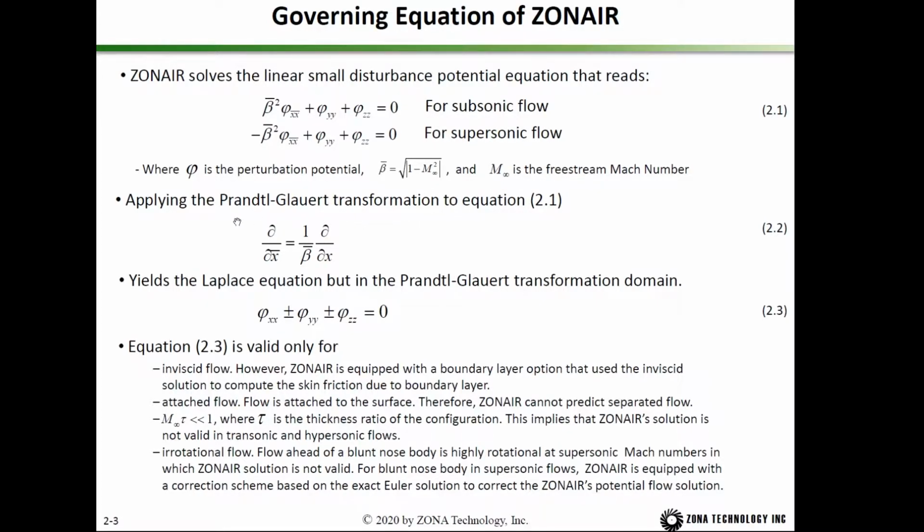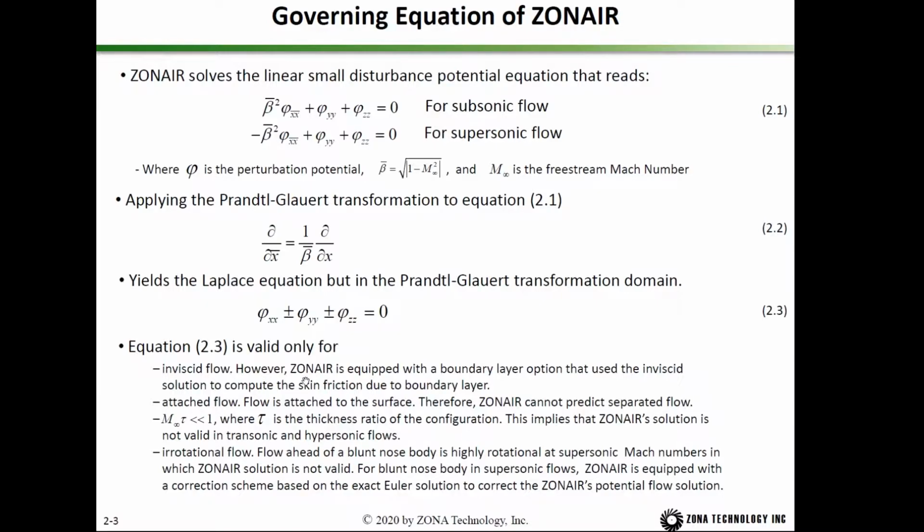Then if we apply the Prandtl-Glauert transformation, we can convert these two equations to a Laplace type of equation. This linear small disturbance potential equation is valid only for inviscid flow, attached flow, and when the thickness of the configuration is small, and is irrotational flow.